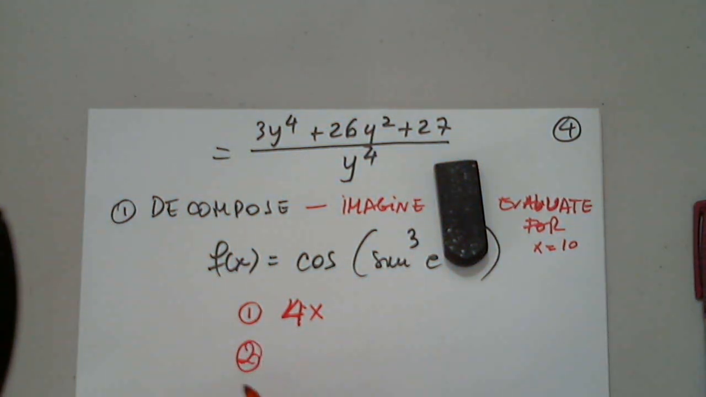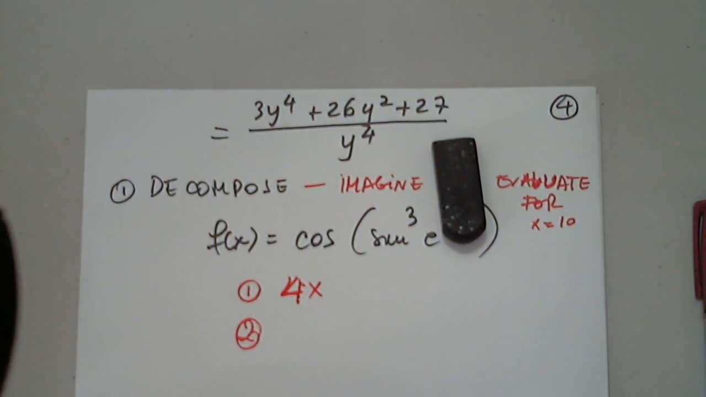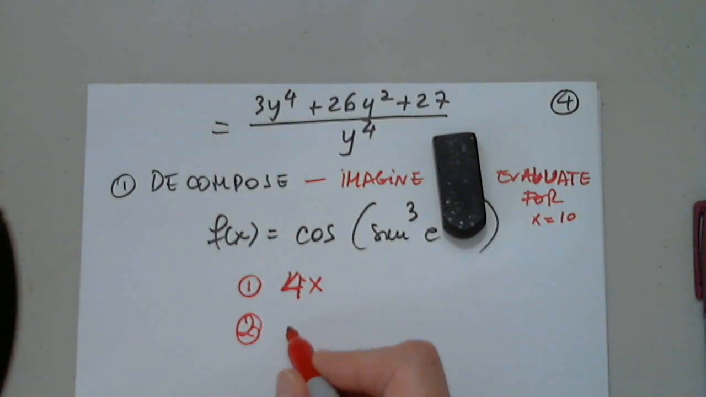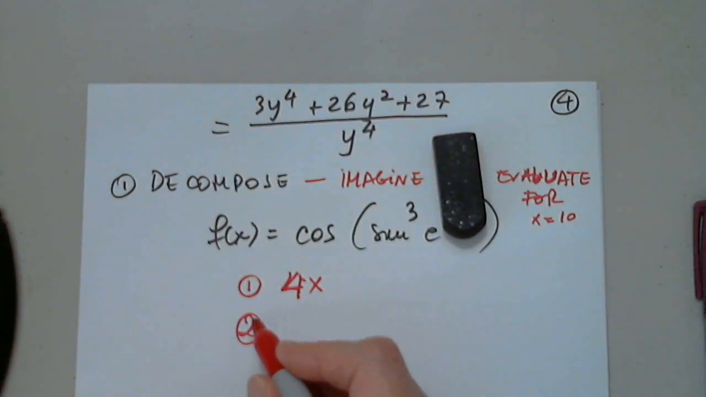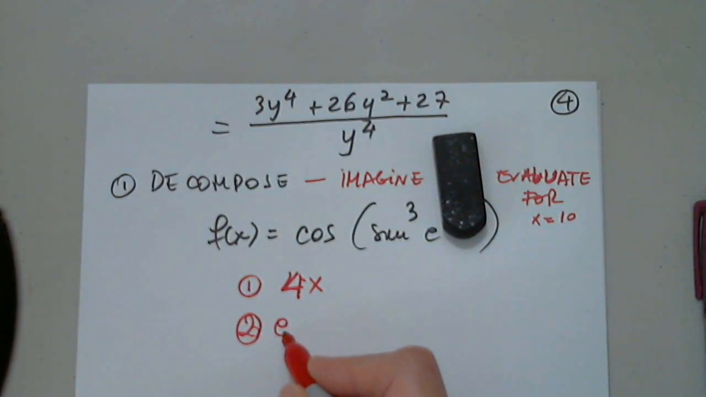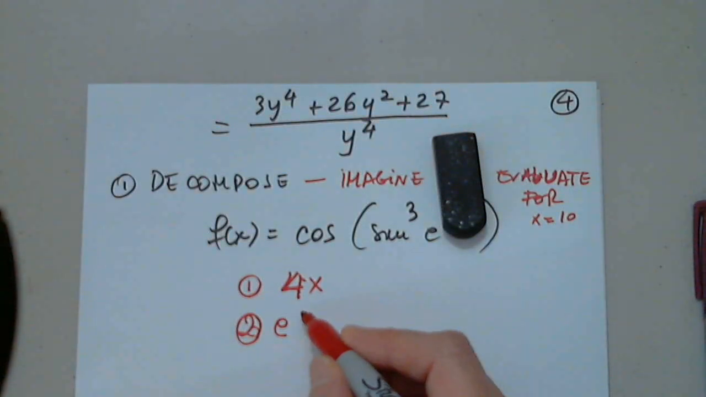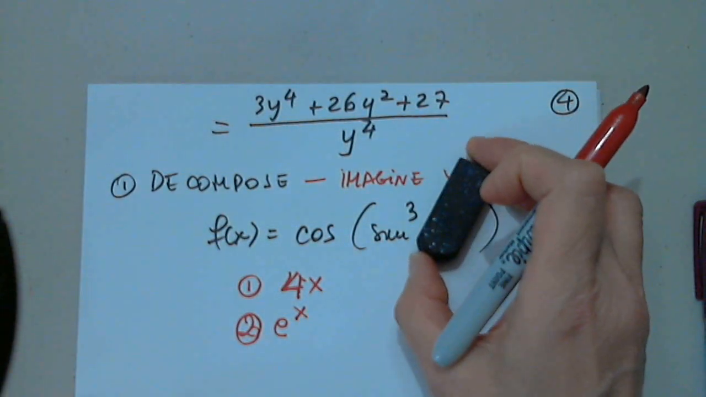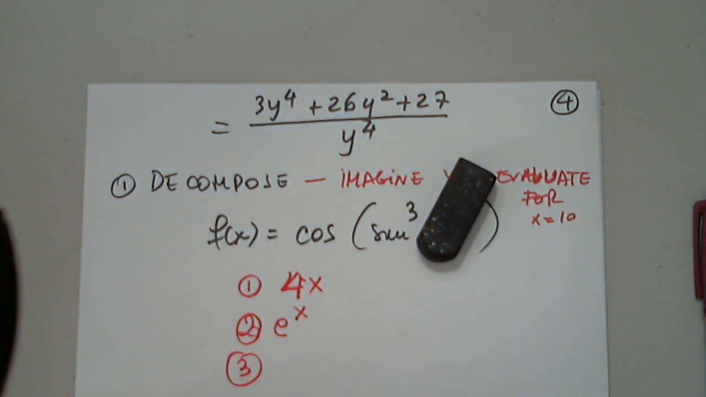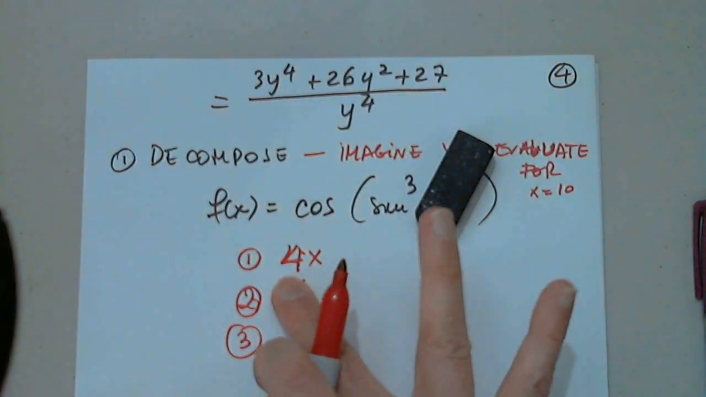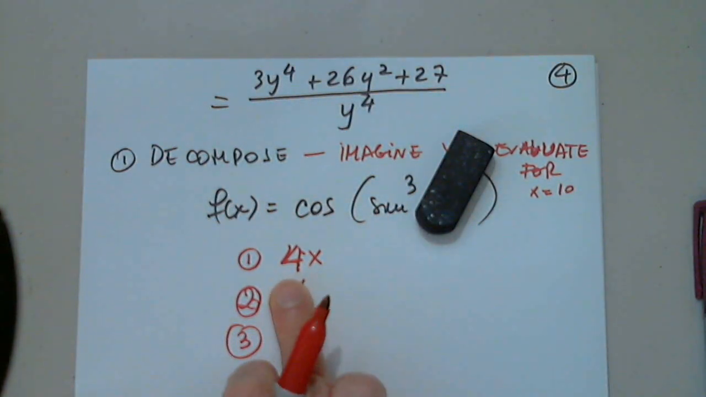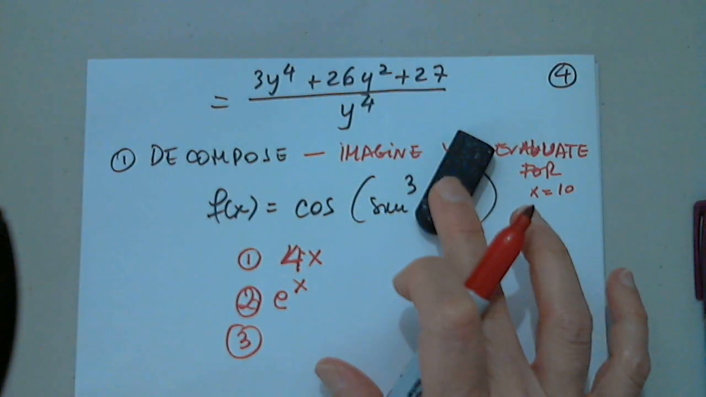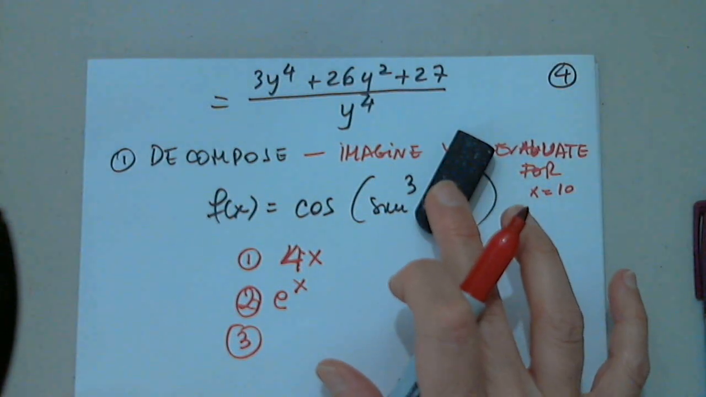What is the next function that I apply to the result of 4x? E. E is not a function. E is a number. Which function? Yes, awesome. Which function I apply now to the result of e to the x? That it's covered here. It's covered. Which function I apply to this?